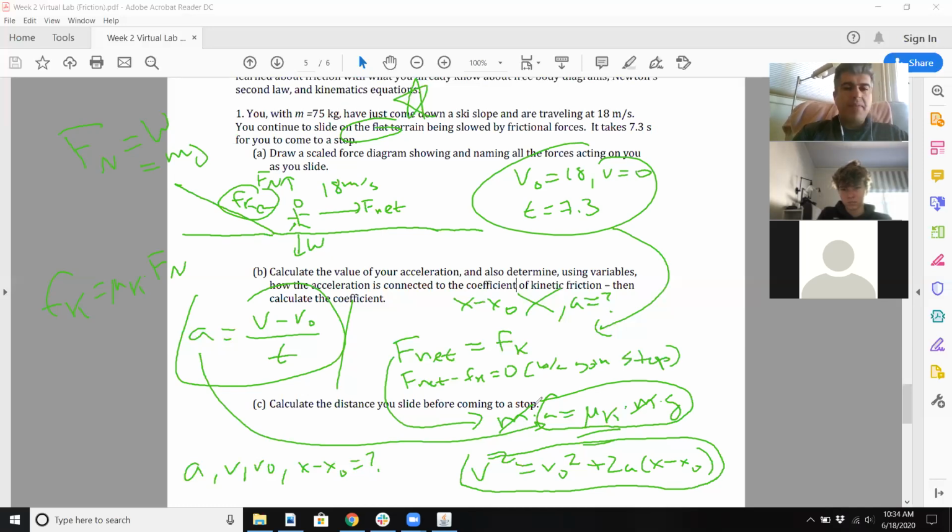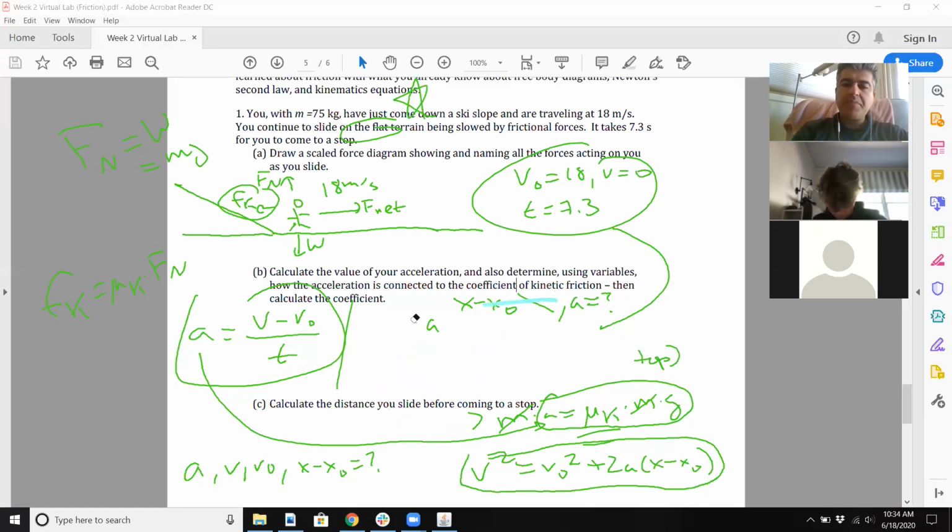I'm just confused on how you got from F net minus FK equals 0 to MA equals mu K times MG. Oh, F net's MA. F net's MA. Yeah, let me do this. Let me redo it. Let's just erase all this here.